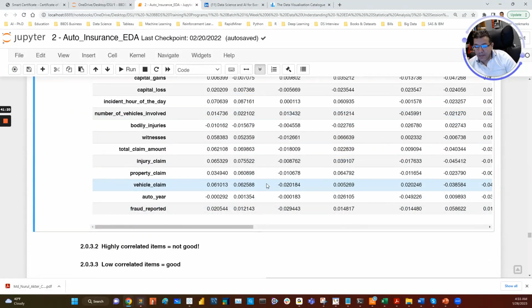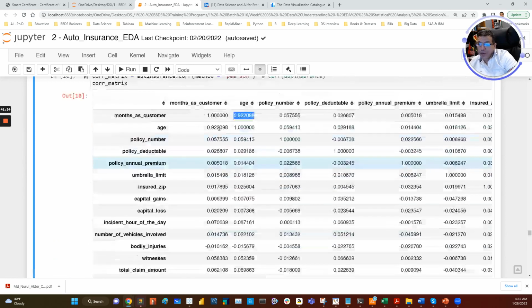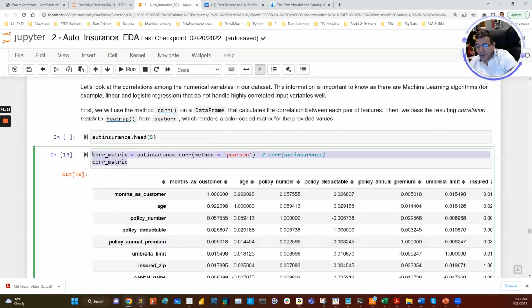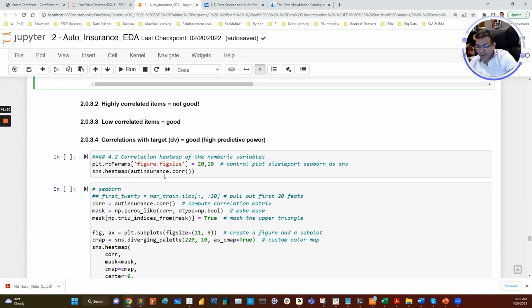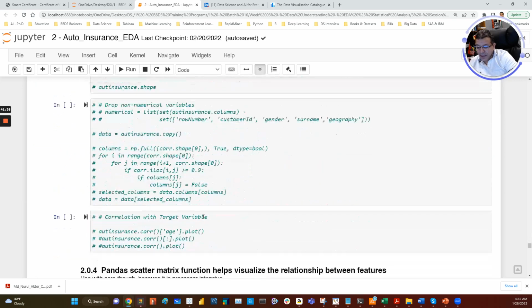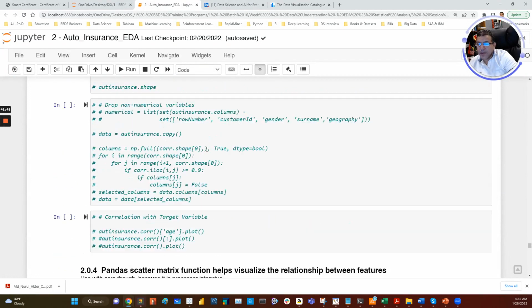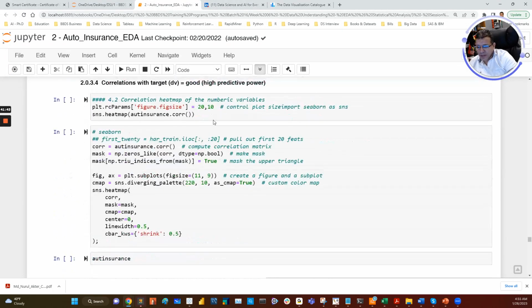But as you see, going through these values is really painful. So maybe we could transform this correlation into a heat map, into a graph. It's called a heat map. I think I have it somewhere. So let's just visualize this very quickly. Yes, this is the heat map.